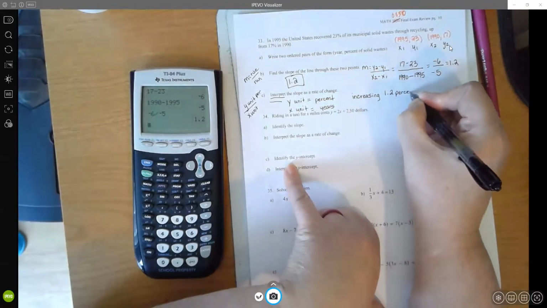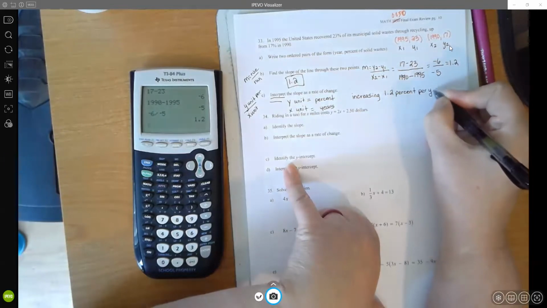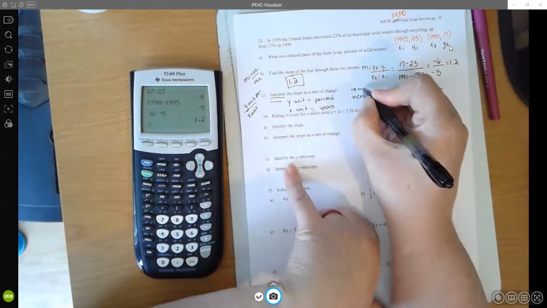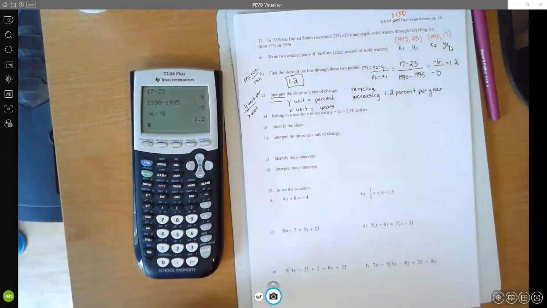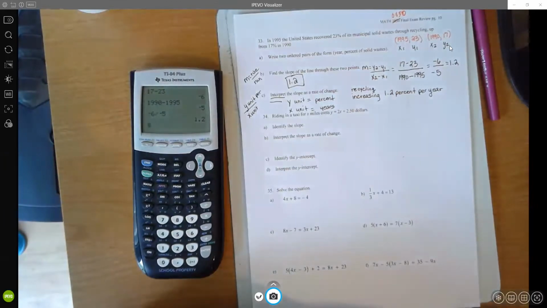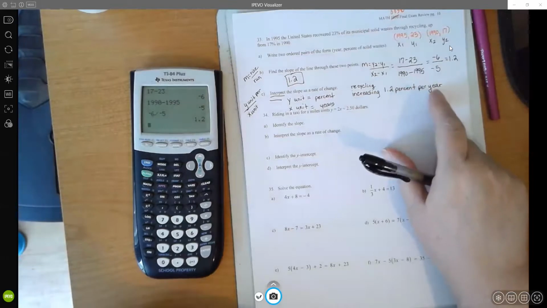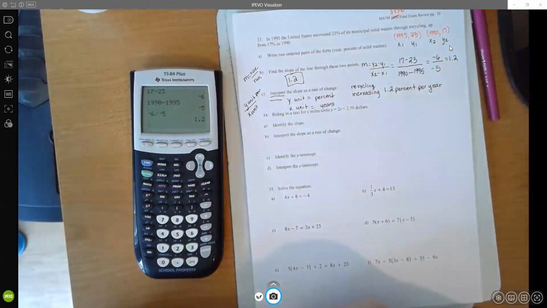So it's increasing 1.2% per year. Well, what's increasing? Recycling. I'm not going to get real fancy. Your teacher may say the percentage of United States municipal solid waste through recycling percentage increased 1.2% per year from 1990 through 1995. I don't know. You don't need to get that fancy. Increasing 1.2% per year. That's the real key. 1.2% per year, and it's increasing because it's positive. Okay, let's look at number 34.